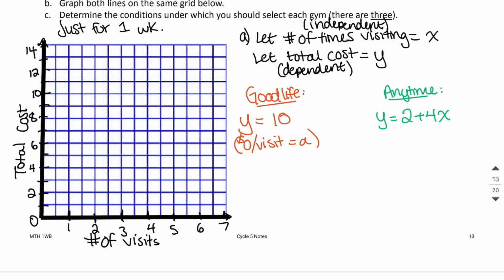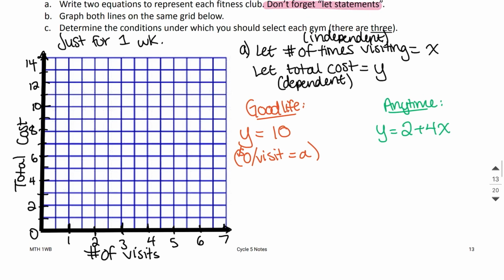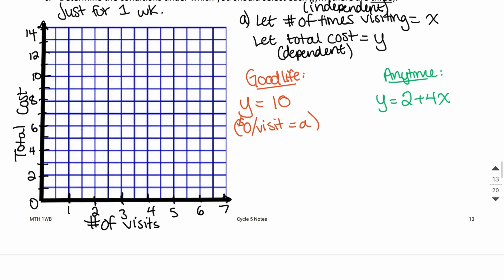Okay, so for Good Life, we know that you're paying a $10 flat fee all the time. Your slope is 0, so you have a horizontal line. So your line is going to look like this. Okay, so this right here is Good Life's line.